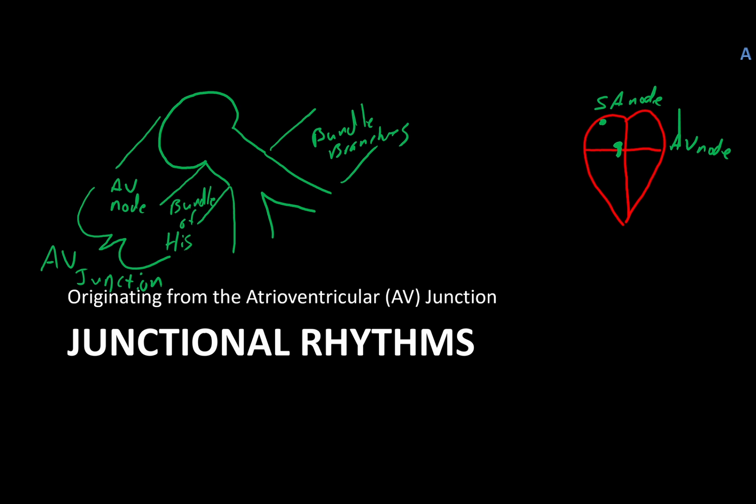So the rhythms that we'll talk about with this section arise from one of these two areas, the AV node or bundle of His, essentially the AV junction. For basic arrhythmia folks, we're going to talk about supraventricular tachycardias. For the advanced arrhythmias, we're going to go into true junctional rhythms themselves.